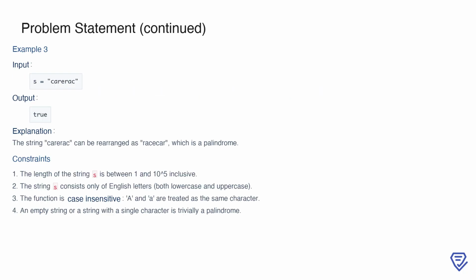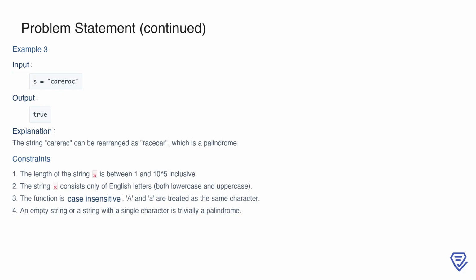Let's consider another example. For the string s equals carerac, we can see that it can be rearranged into racecar, which is a palindrome. Therefore, the output is true. This example is particularly interesting because it shows how we can handle strings with repeated characters.